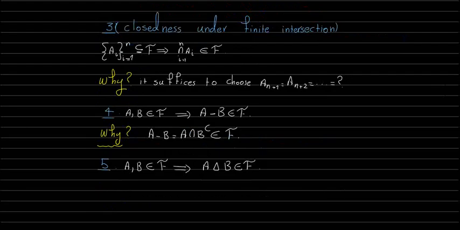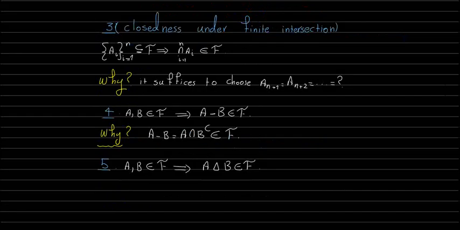The next property is closedness under finite intersection. It's just like the previous property. If we choose A sub 1 all the way to A sub n to be elements of the sigma algebra, we want to prove their intersection is also in the sigma algebra. I want to leave it to you to write it in the comments. In the previous case, we chose A sub n plus 1, A sub n plus 2 to be the empty set. But here we have intersection, so we have to choose A sub n plus 1, A sub n plus 2 to be, write it in the comments.